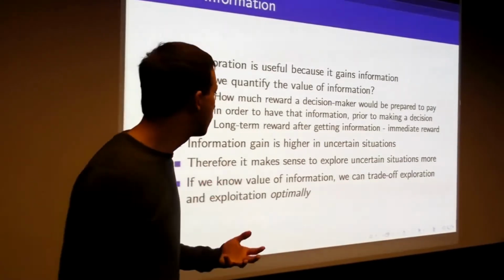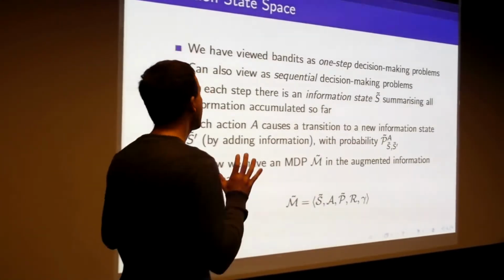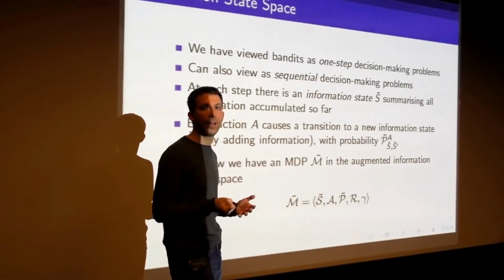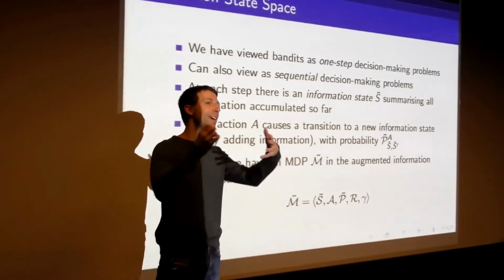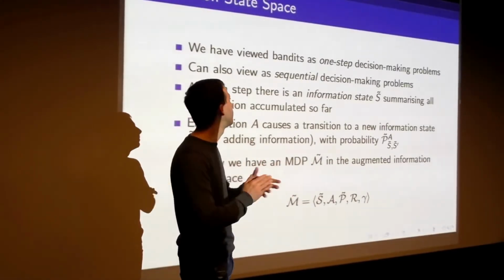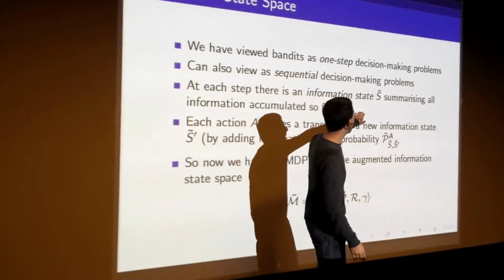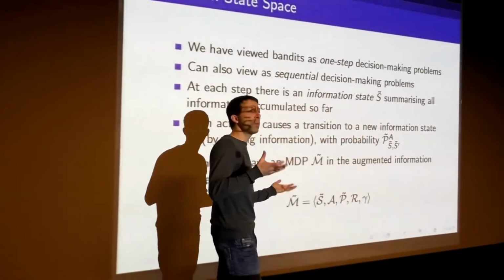So what's the real best way to trade off exploration and exploitation? The way we can do this is to think of an information state space. We're going to now transform our bandit problem back into an MDP, into a sequential decision-making problem. And the way we're going to do this is we're going to think about an information state, this S tilde here. It's going to be what we know so far.